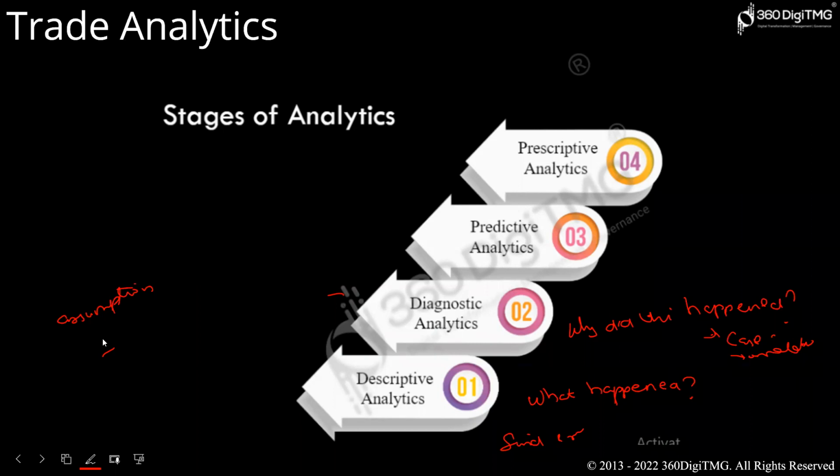The first step, descriptive analytics, will help to talk about what happened. Diagnostic analytics will talk about why something happened. Predictive analytics will talk about what will happen. Now we will complete the second, then we will go for the third. So we can give you some examples.